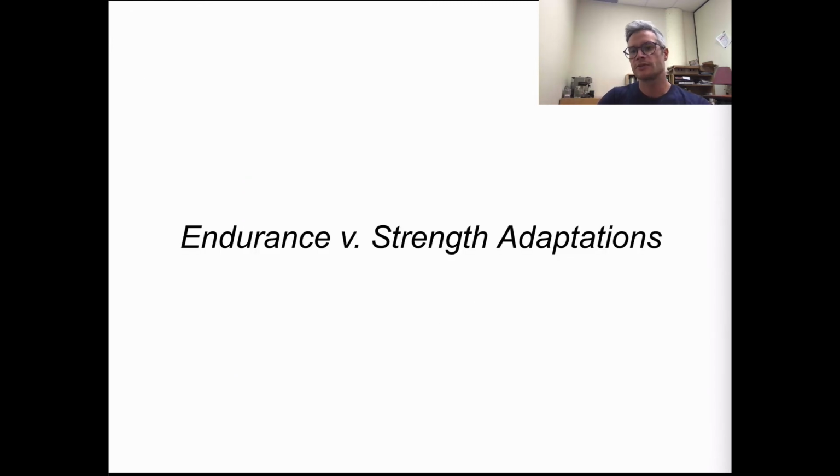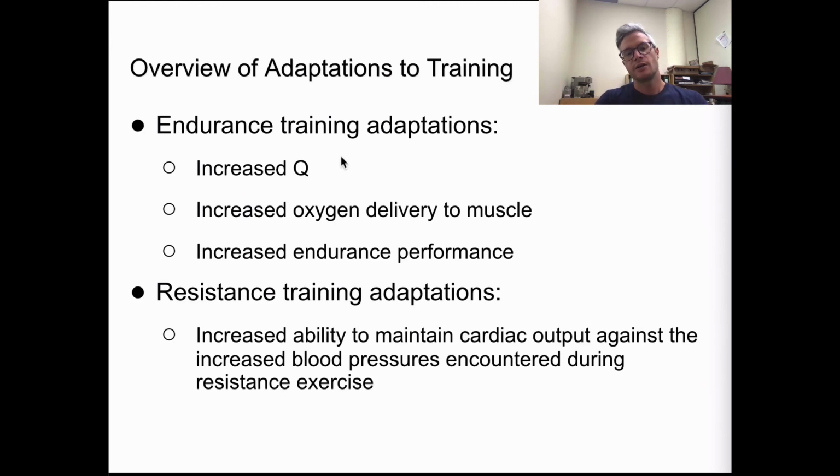When we look at endurance versus strength adaptations, we can see that our endurance trained individuals are going to have an increased cardiac output. This makes sense, and that's the absolute number. Also increased oxygen delivery to muscle. We know this adaptation through a few things, both changes in our blood, but also the tissues themselves are able to uptake more oxygen, and we're going to see an increase in endurance performance that comes from that absolute capacity of VO2 increasing, or the capacity to take in more oxygen while we're exercising.